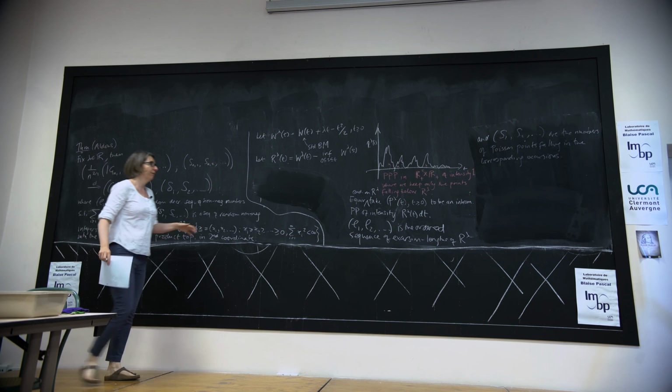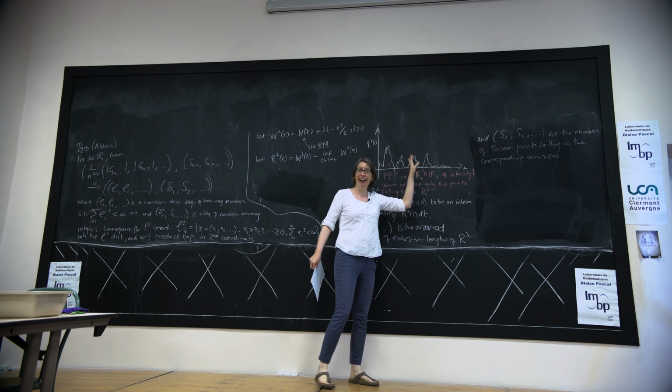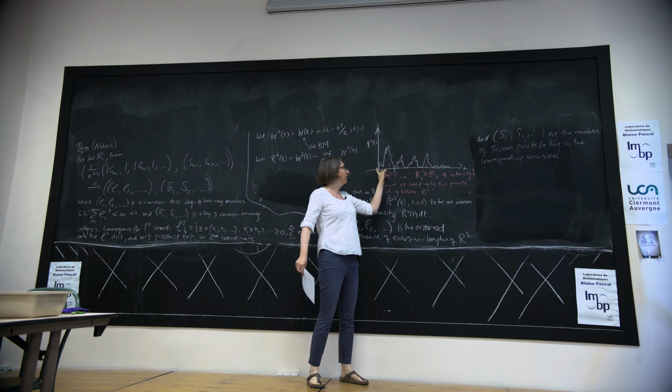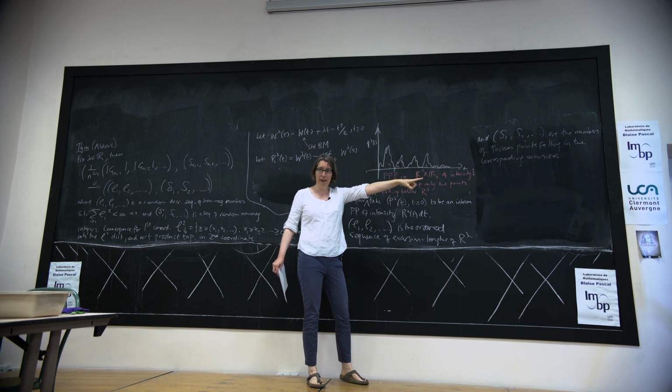Firstly, this picture should remind you of something by now. I've got excursions of random lengths, but I've got a picture which can be split up into excursions which have got points in them, and that's really the same picture that we had over there: excursions with points in them.